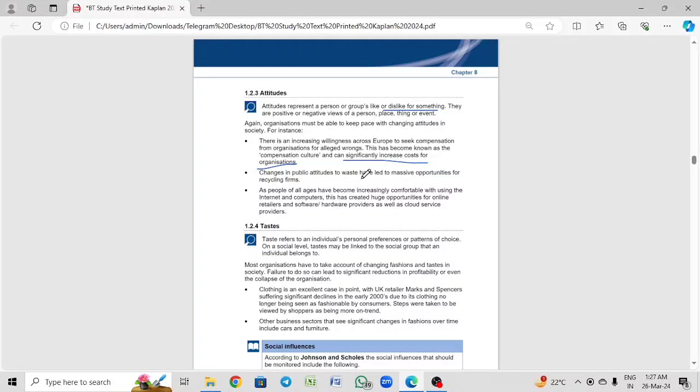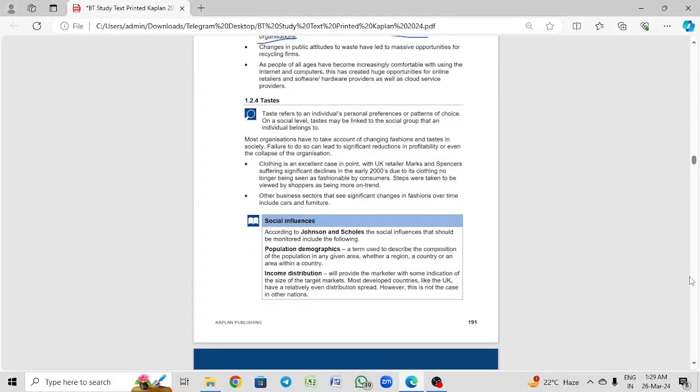Next, taste is the preferences of the people. Clothing is an excellent case. On rainy days, people prefer to have umbrellas. In winters, people prefer wearing jackets and caps and gloves. In summers they prefer cotton clothes. So there are changes which keep on changing with time.